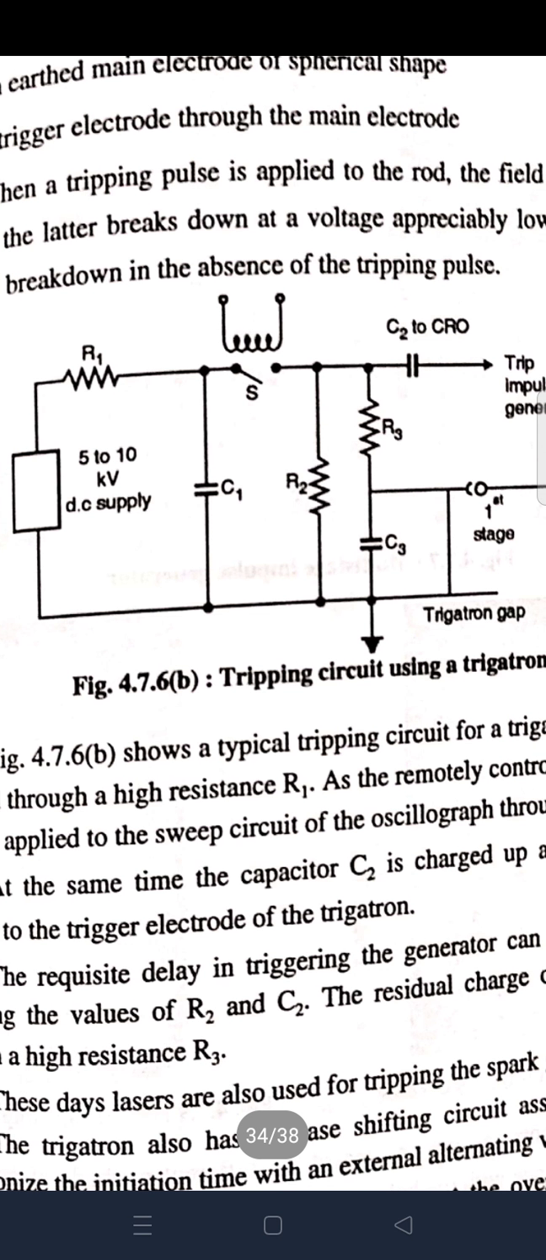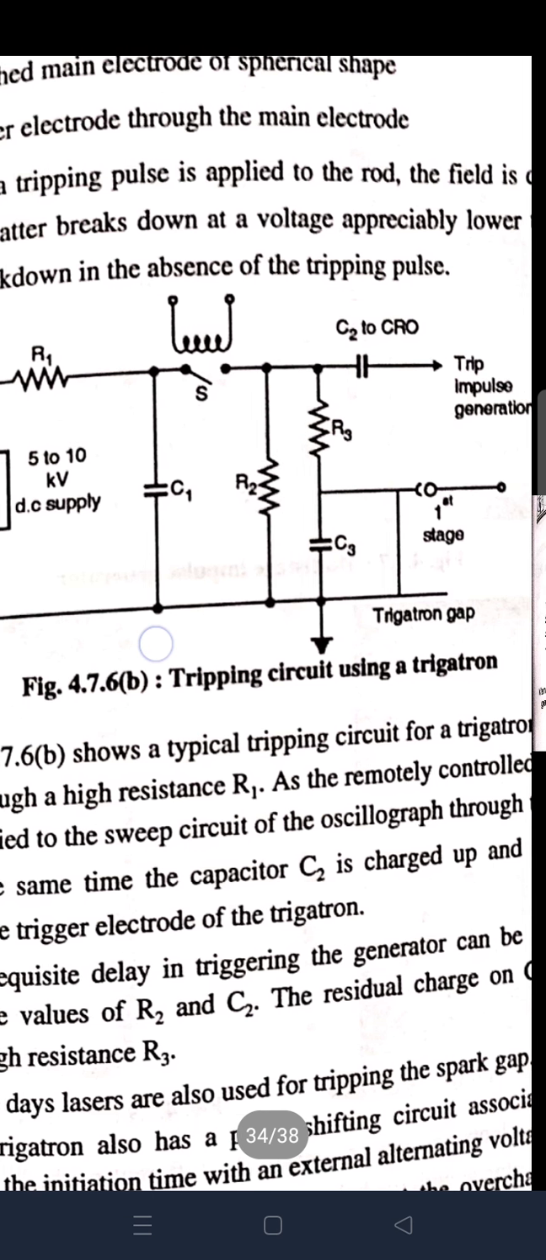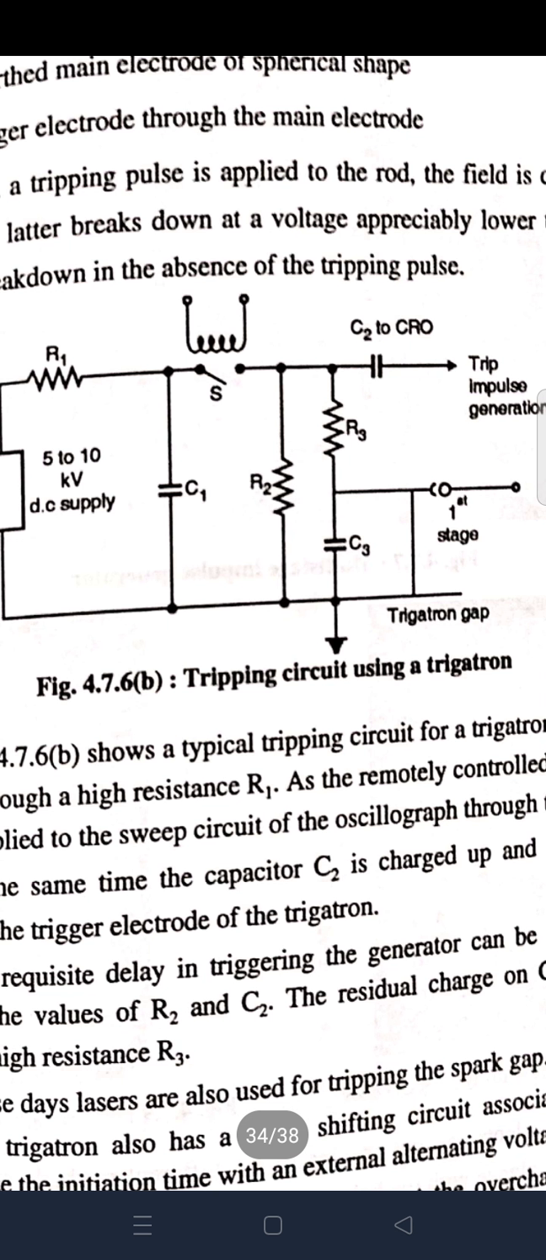As the remotely controlled switch S is closed, a pulse is applied to the sweep circuit of the oscillograph through the capacitor C3. At the same time, the capacitor C2 is charged up and a triggering pulse is applied to the trigger electrode of the trigatron. The requisite delay in triggering the generator can be provided by suitably adjusting the value of R2 and C2. The residual charge on C2 can be discharged through the high resistance R3.